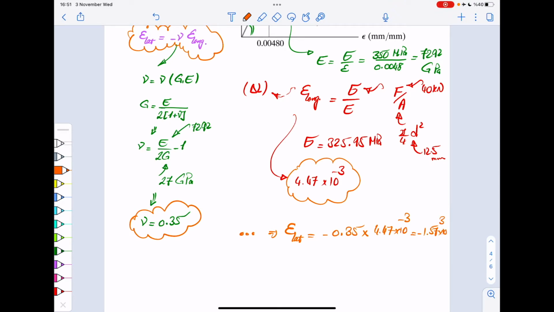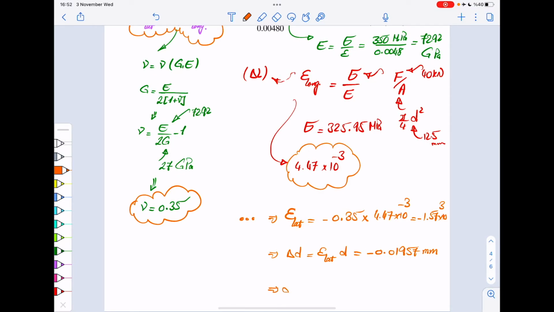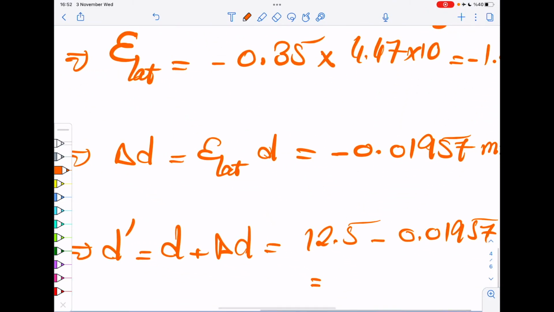That's the lateral strain. And then from that, you get delta D, which is again epsilon lateral times D. And that gives you minus 0.01957 millimeters. And D prime is D plus delta D. But remember, delta D now comes with a minus sign, which makes sense because we are extending it, so it gets shortened in the other direction if Poisson ratio is positive, which it is, and that would become, let's say, 12.5 minus 0.01957. That is, let's say, 12.48 millimeters.